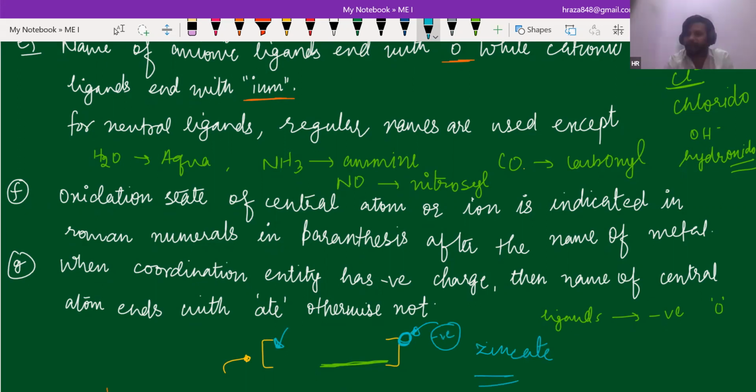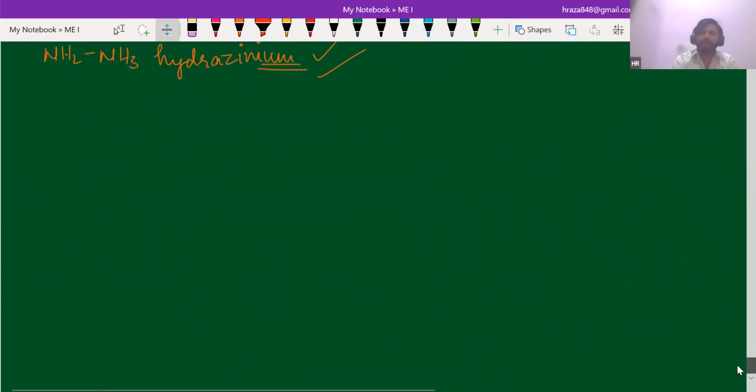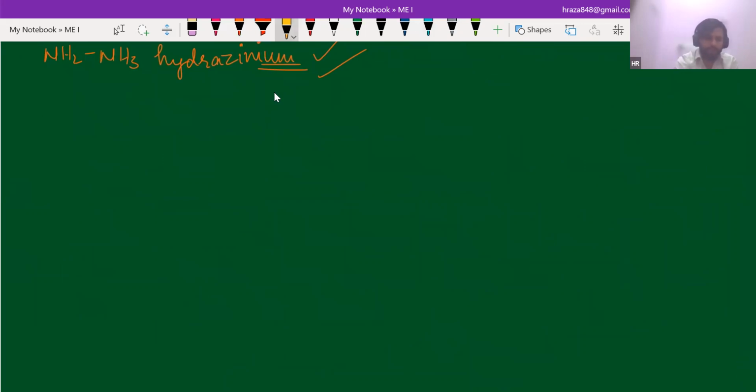After writing the name of the central atom, you write the oxidation state in parentheses. Then, if there is any negative counter ion, there will be a space, and then you write the name of the negative counter ion. I will help with an example. Before that, I would like to give you some examples of anionic and cationic ligands. So write with me, it will help you.